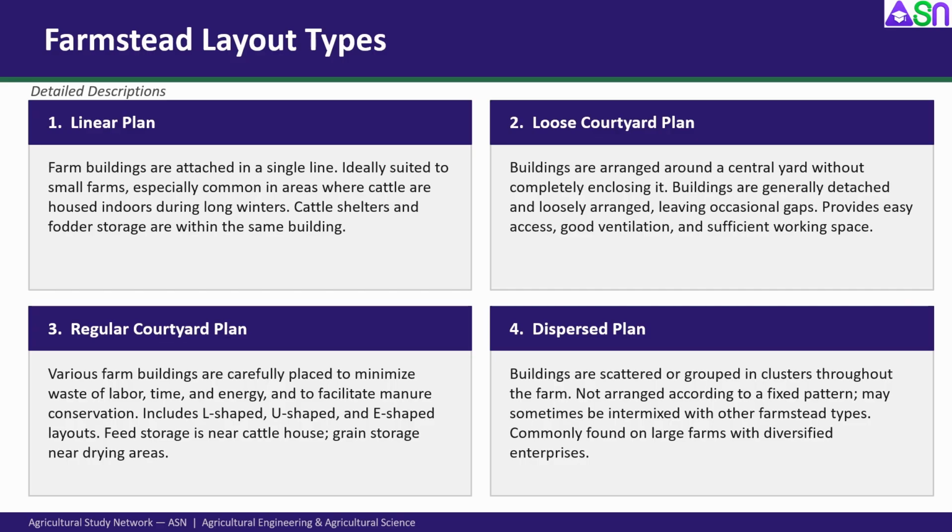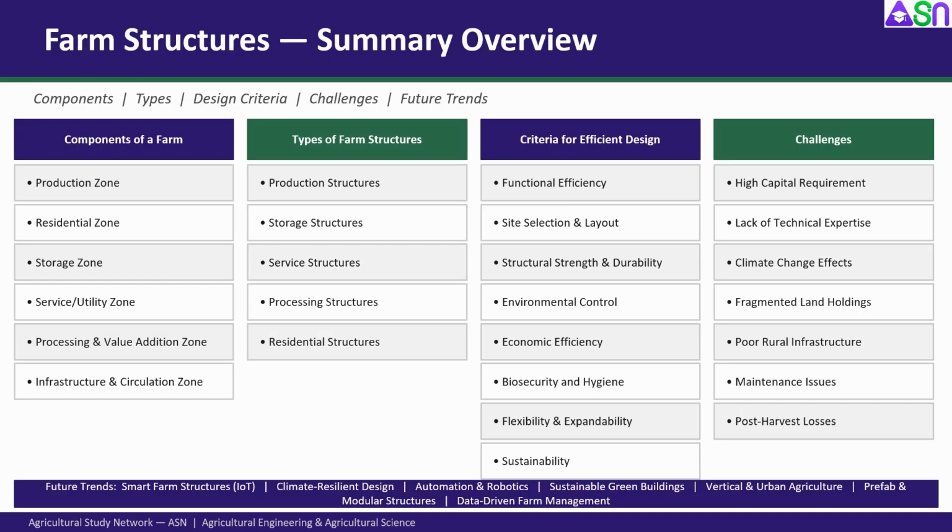A farm consists of 6 main zones or components: production zone, residential zone, storage zone, the service and utility zone, processing and value addition zone, and infrastructure and circulation zone. Similarly, types of farm structures include production structures such as greenhouses, crop fields, and livestock pens; storage structures such as silos, warehouses, and cold storage units; service structures such as machinery sheds and workshops; processing structures such as milk processing plants and grain processing areas; and residential structures such as the farmhouse.